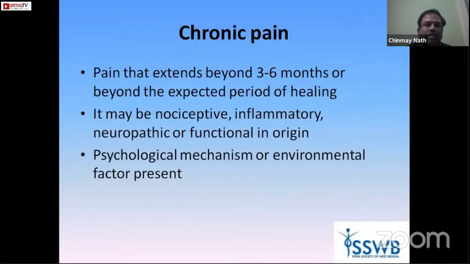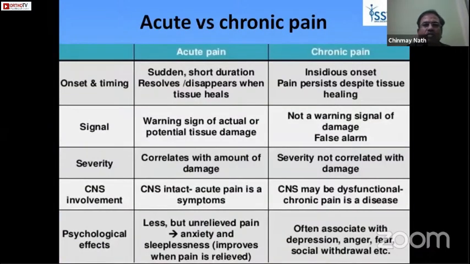Now coming to chronic pain, the pain that extends beyond 3 to 6 months or beyond the expected period of healing of the lesion. It may be nociceptive, inflammatory, neuropathic, or functional in origin. Psychological mechanisms or environmental factors are present in chronic pain that are not present in acute pain. Now, acute versus chronic pain.